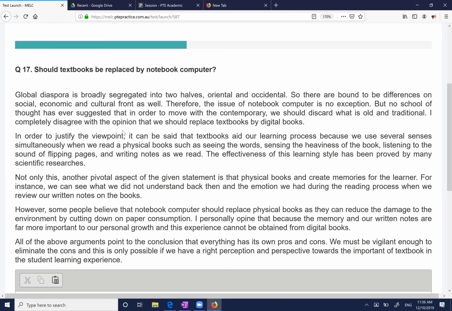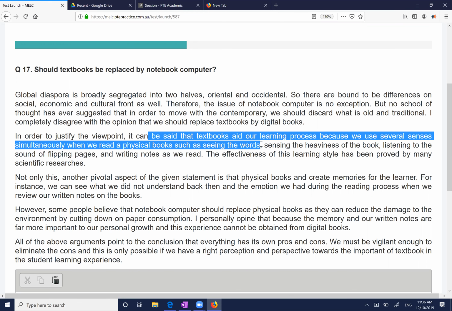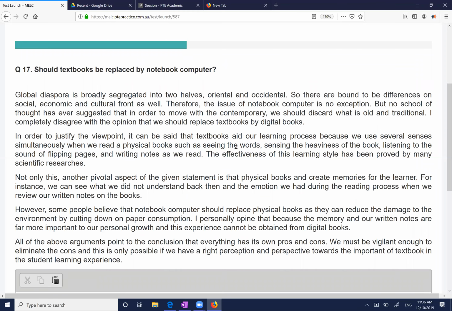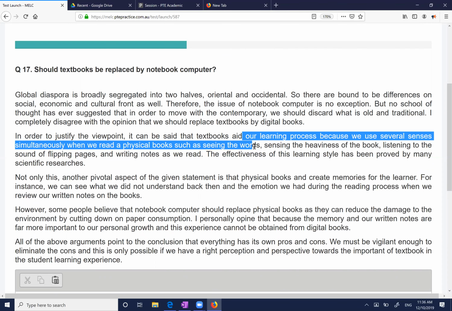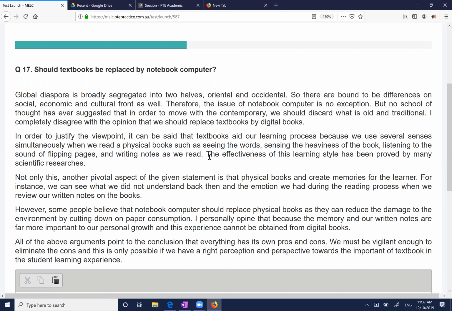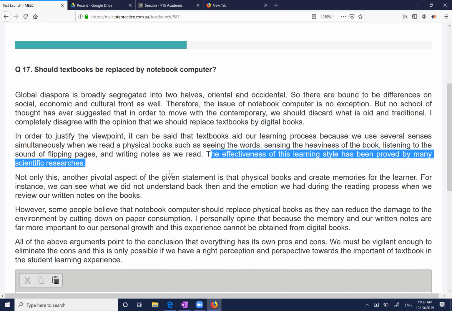Now, textbooks aid our learning process. In a debatable essay, one paragraph should have one idea which is fully explained. Textbooks aid our learning process because we use several senses simultaneously when we read a physical book, such as seeing, sensing the heaviness, listening to the sound of flipping pages, and writing notes as we read. The effectiveness of this learning style has been proved by many scientific researchers.